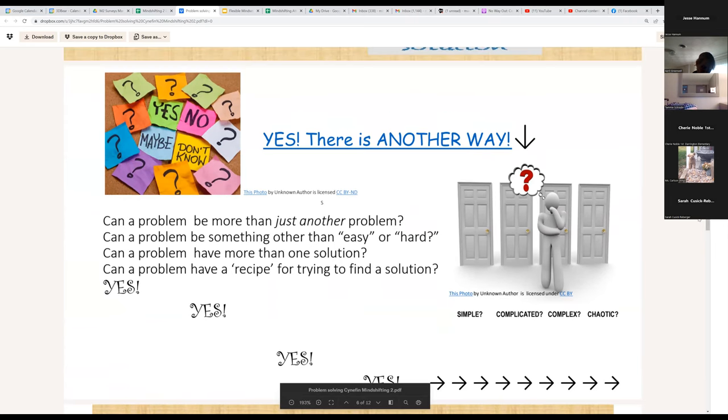There are four questions. Can a problem be more than just another problem? I always looked at problems as "this is just another problem," or "this is hard and this one is easy." I didn't ever think about the different kinds of problems until we had the Cynefin way. Can a problem have more than one solution? Yes. Can a problem have a recipe or steps for trying to find a solution? Yes. So the answer is yes, yes, yes, yes, yes. And over on the right side is a brief introduction to the four categories or situations.